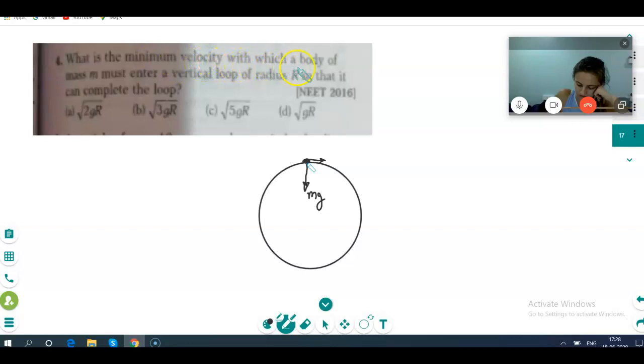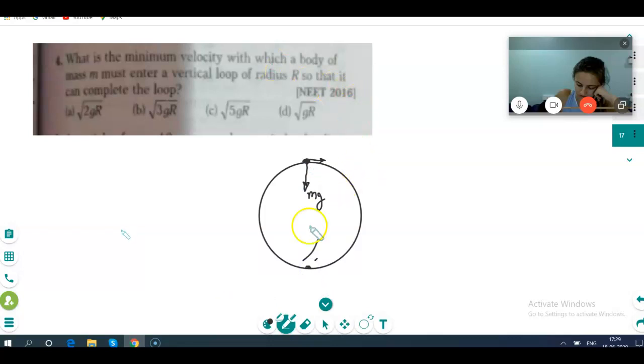The minimum velocity with which a body of mass m enters a vertical loop, from here, the ground or this one? I think it must be at the ground only, so that it can complete the vertical loop. It's going to be a different minimum velocity if it starts from the top or from the bottom. No, top we cannot see.